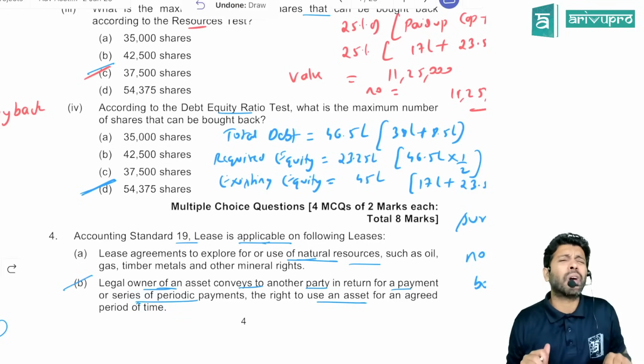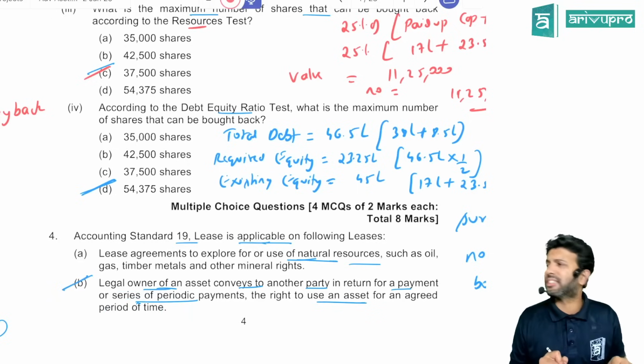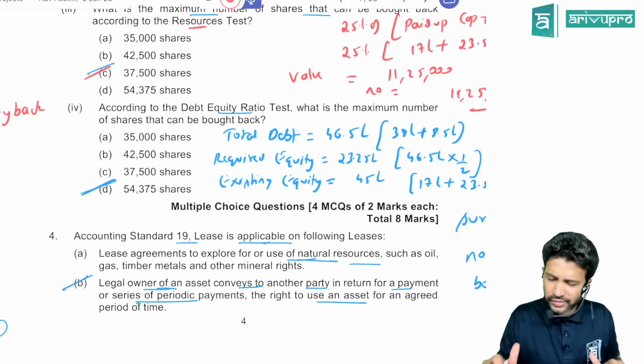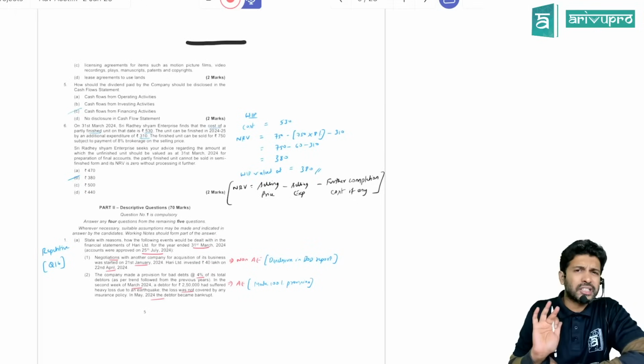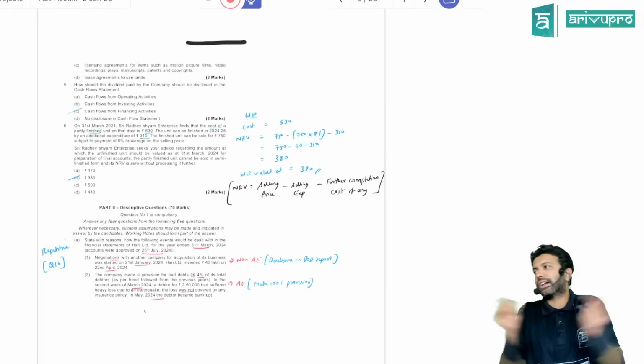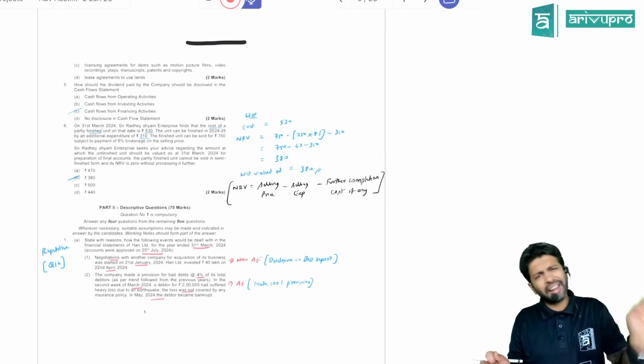This is indirectly the definition of lease. They just based an MCQ question on the definition of lease. Once you identify the right answer, don't worry too much about the other options, because for the sake of it, they will construct a lot of options. If you have got the right answer, move on to the next.